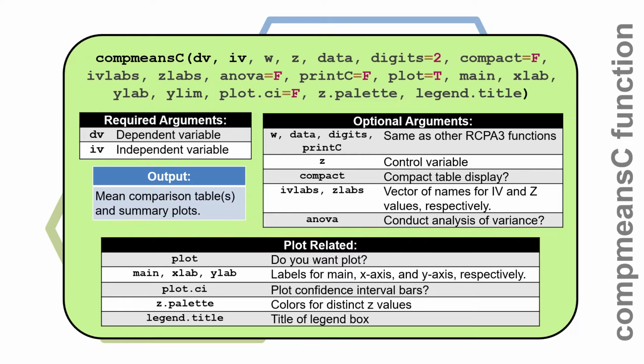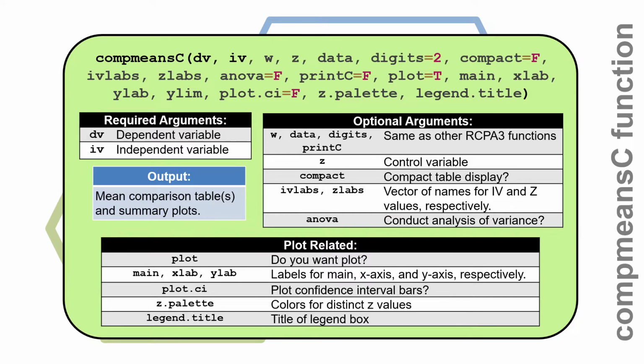The compmeansC function is one of the most powerful functions in the RCPA3 package, and we use it a lot in the book. The required arguments are fairly simple, but there are a lot of optional arguments and plot-related arguments which allow you to do a lot with compmeansC. In this video, I'm going to focus on the compmeansC function's optional arguments for controlled comparisons. I cover other uses of compmeansC, like making basic comparisons, generating basic plots, and hypothesis testing in separate videos.